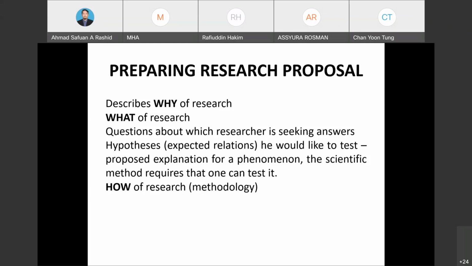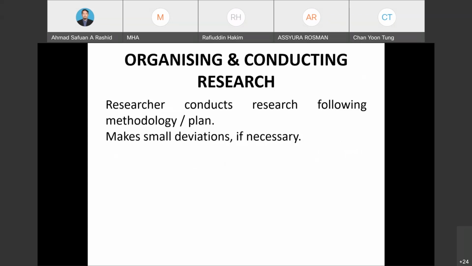Describe why, what, and how to carry out the study. Organizing and conducting research: the researcher conducts research following the methodology plan, and makes small deviations if necessary later on.